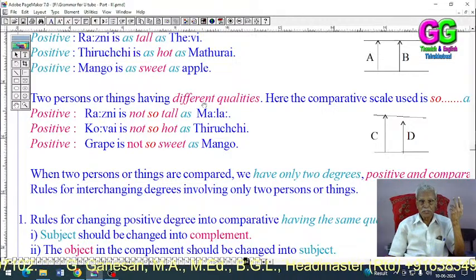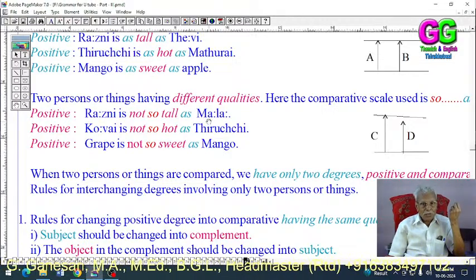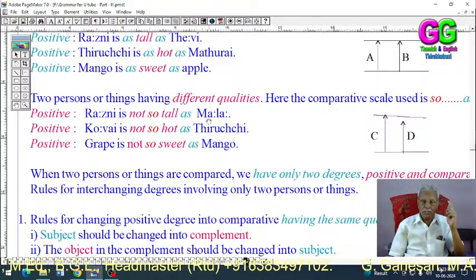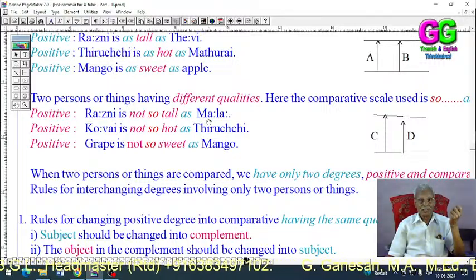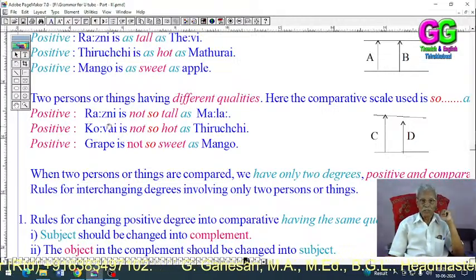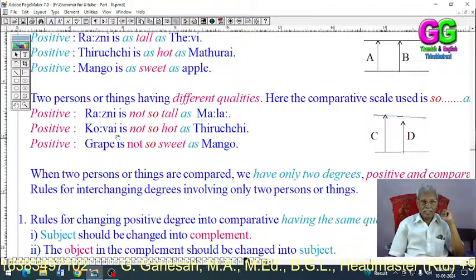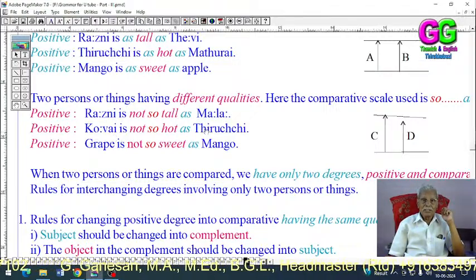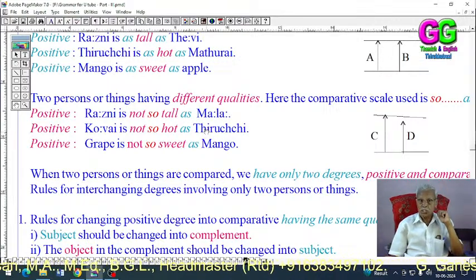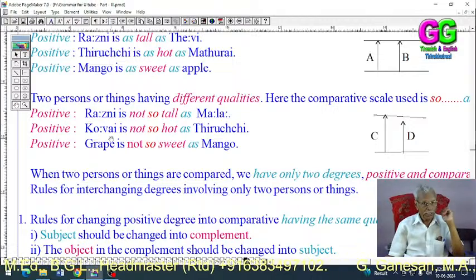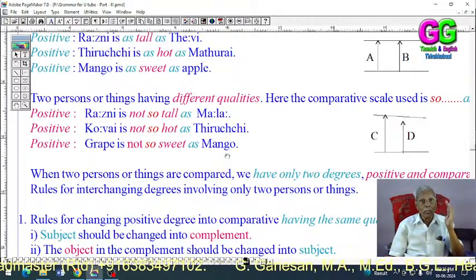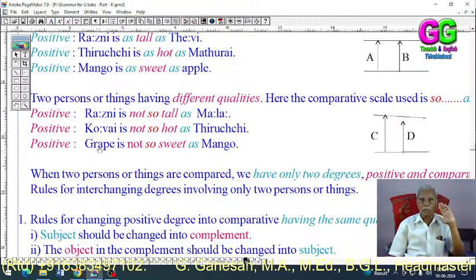Mala's height is higher than Rani's. Like that, the hotness of Trichy is higher than that of Kovai. Then the sweetness of mango is higher than that of grapes.